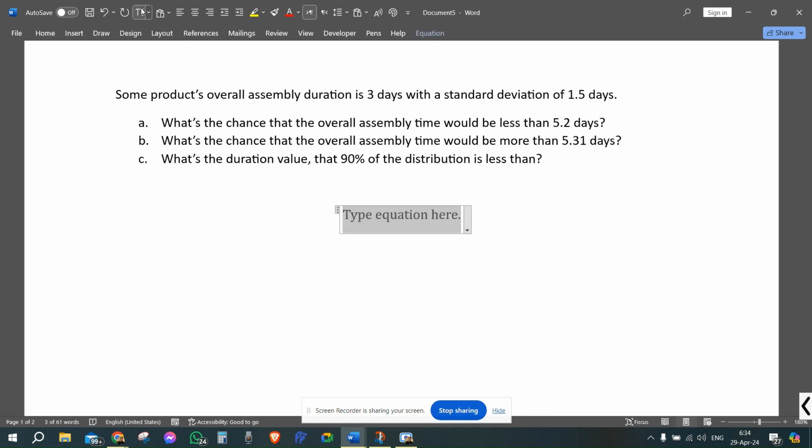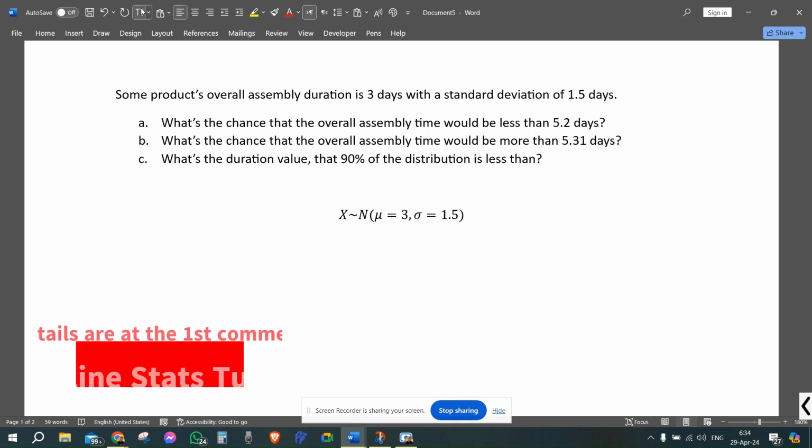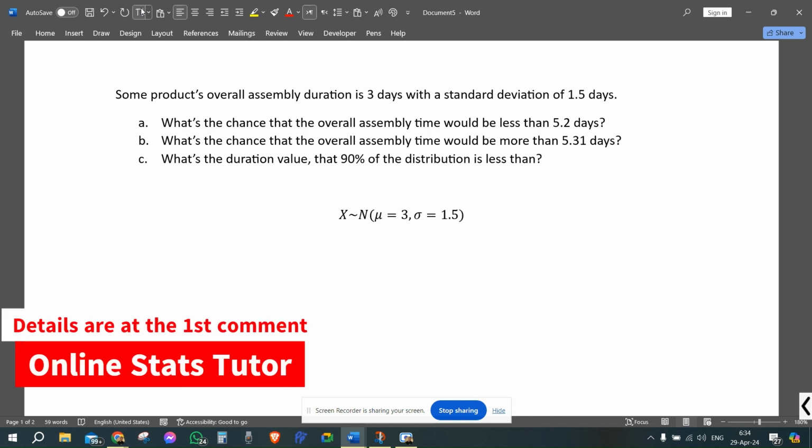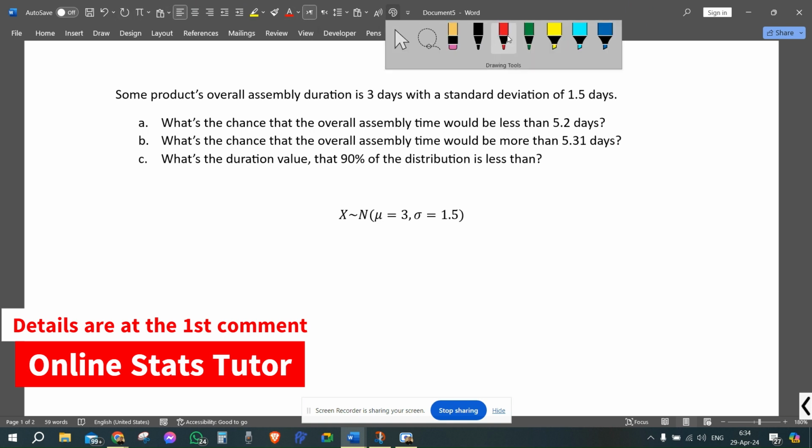So we have x, which is normally distributed with a mean time of 3 days and a standard deviation time of 1.5 days. Okay, so what we're looking for is the chance that the overall assembly time would be less than 5.2 days. So first, let's plot this to get a better understanding of what we're asked about.